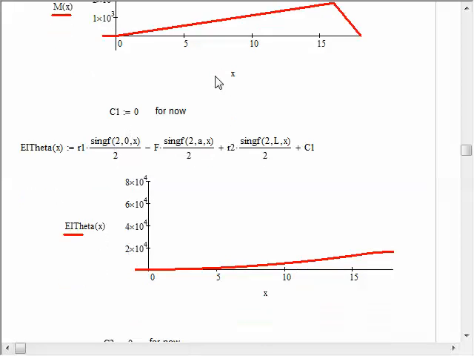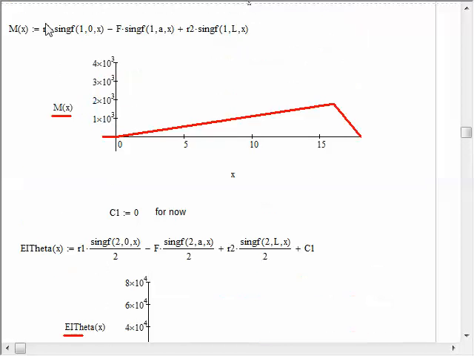Now what I need to do is the next integration. So I copy and paste, and I change M to EI theta, and I promote all of my 1s in the first spot to 2s. But now that I've gotten this far in the integration, I also need to divide by 2.